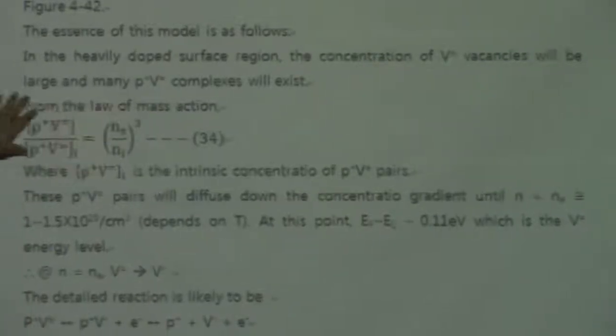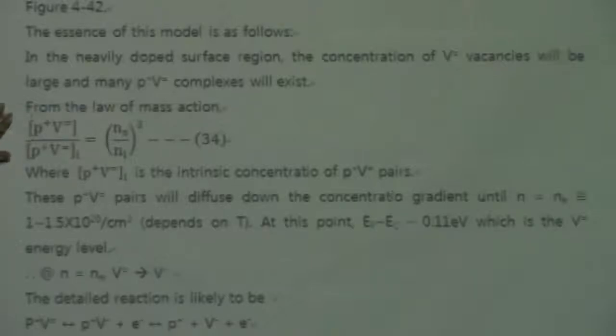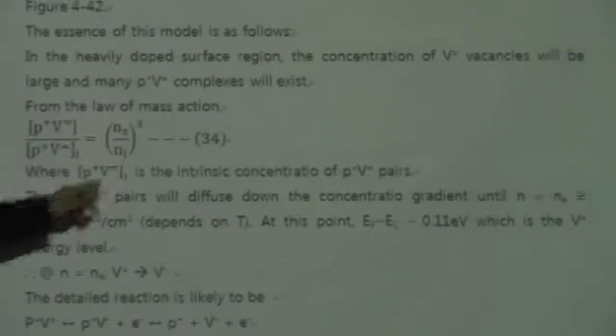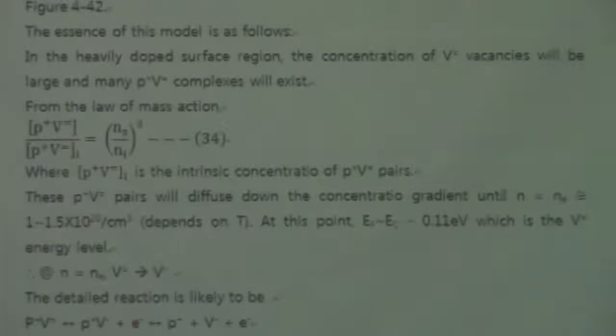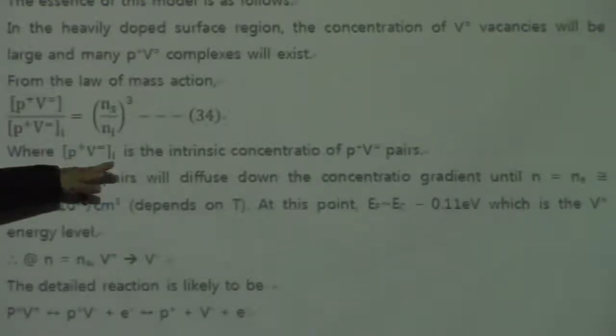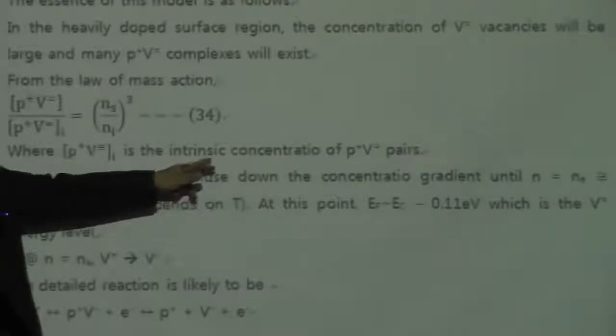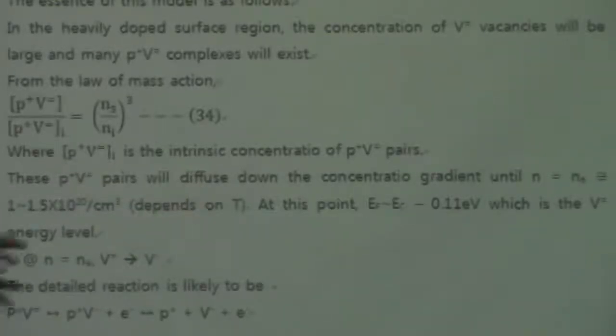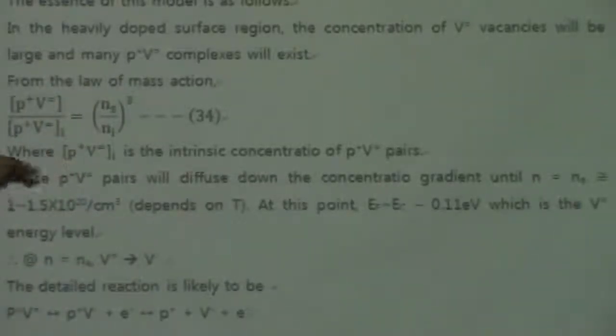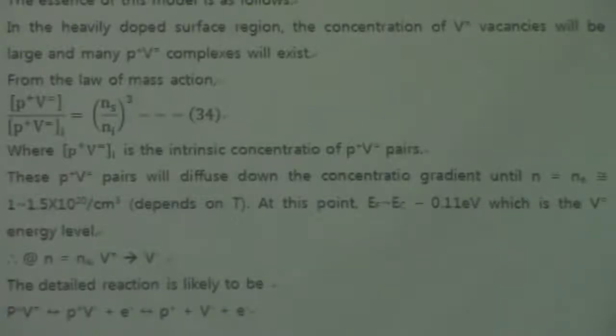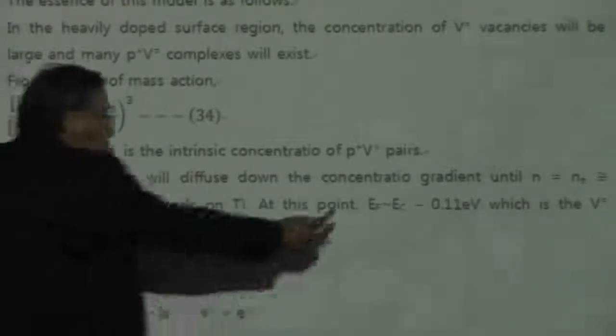So the law of mass action: we have the surface concentration and the intrinsic concentration of silicon, of dopant, electrons. Here the subscript i is the intrinsic concentration. Oh, I misprinted here: the concentration of P plus and V double minus pairs. The P plus V double minus pairs diffuse down the concentration. Here's another n missing.